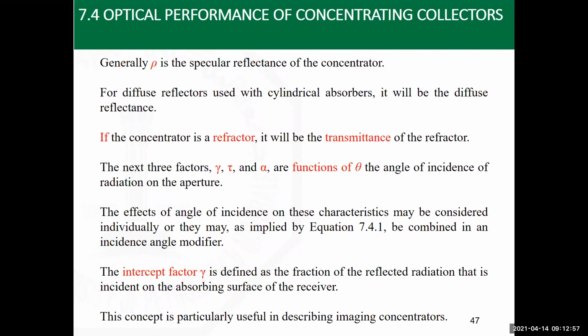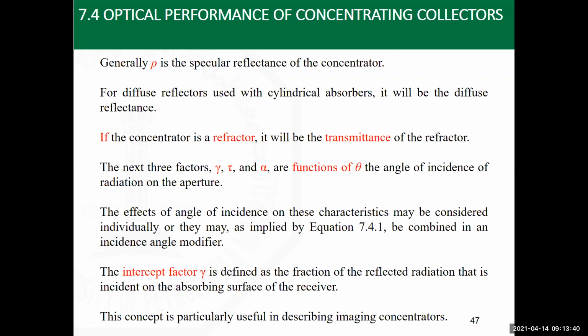The effect of the angle of incidence on these characteristics can be considered individually or given by equation 7.41, combined with an incident angle modifier. We talked about this modifier briefly when we were considering the flat plate collector, but we did not get into the details because in the flat plate collector, it was not of a significant effect. Here it is, because of the nature of the absorber, that it is circular, and the reflector is parabolic in shape, so now the angle would make a difference.